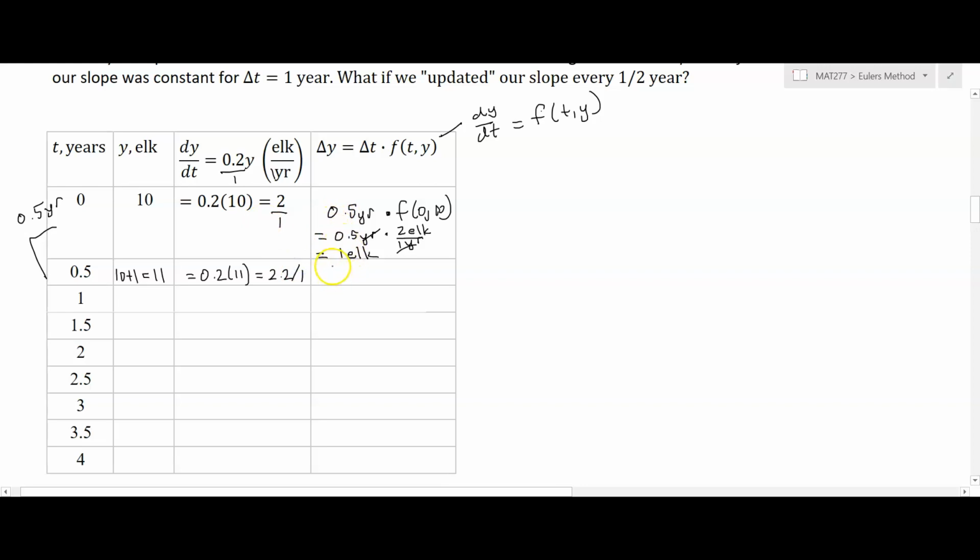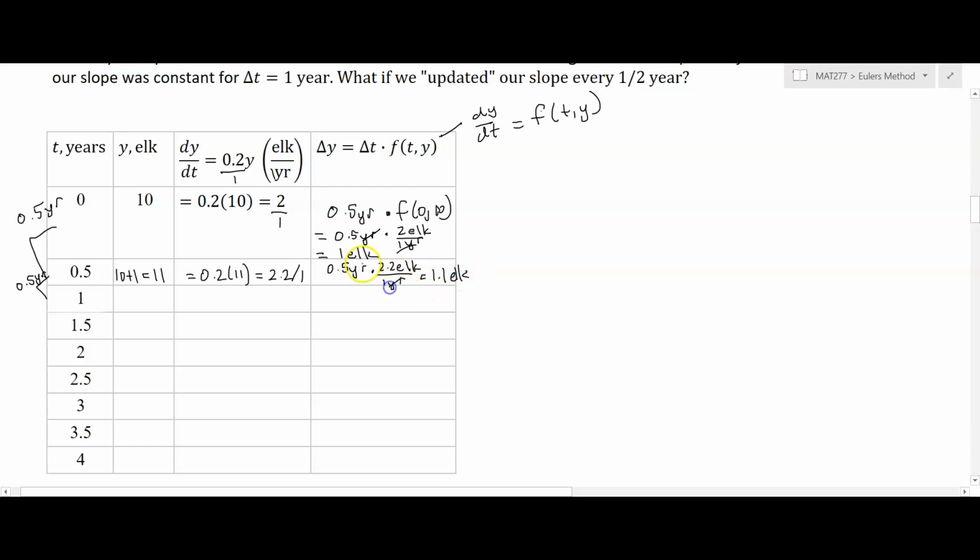So to calculate the new slope, what I have to do is take my time step, which is half a year. By the way, these time steps shouldn't ever change abruptly. You should settle on a time step and stick with it all the way through. Otherwise, you get weird compounding of errors. Now that's half a year at 2.2 elk per 1 year. So my change in elk will be 1.1 elk.